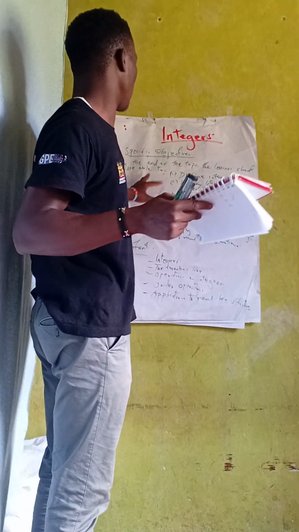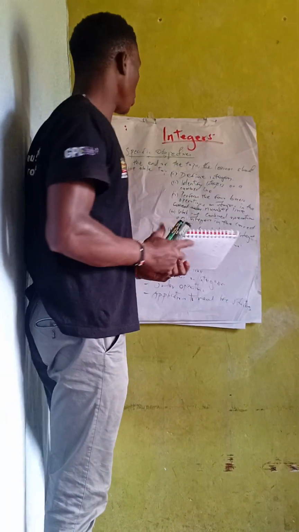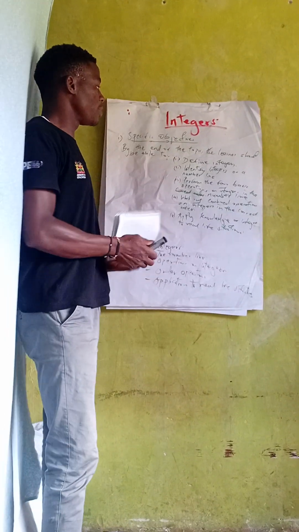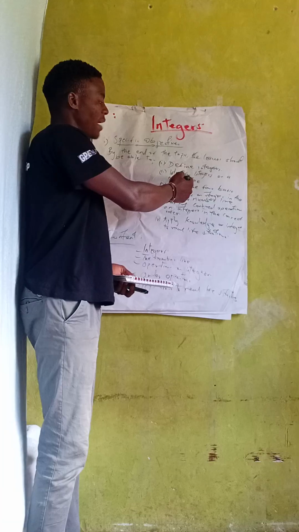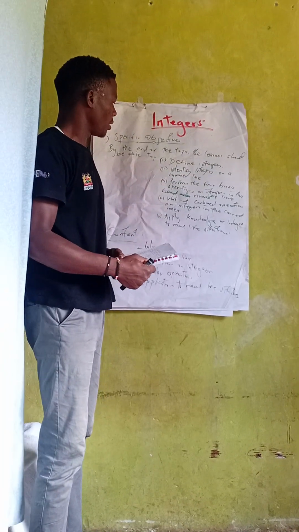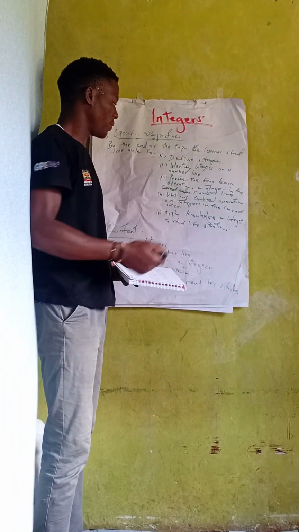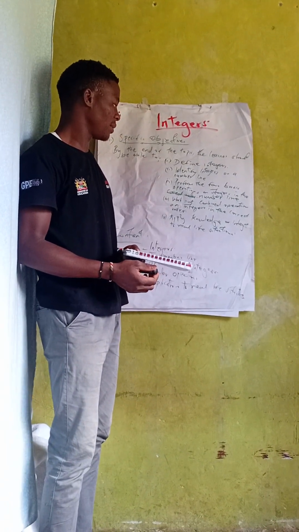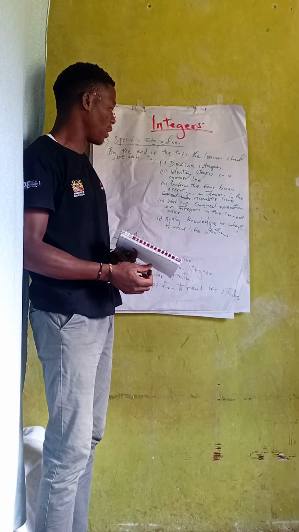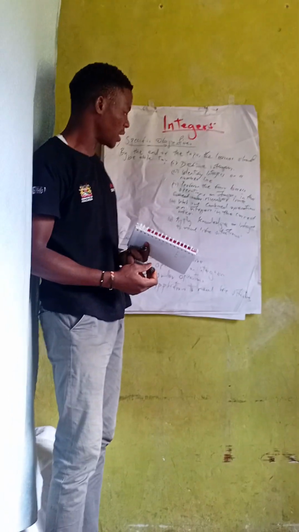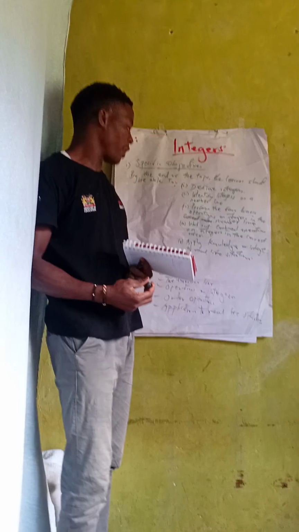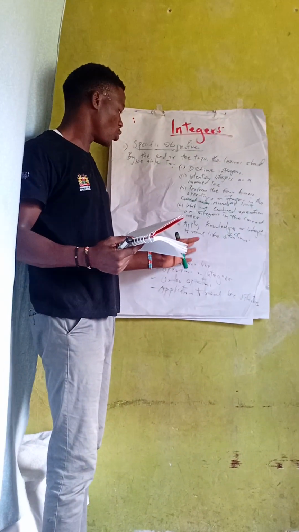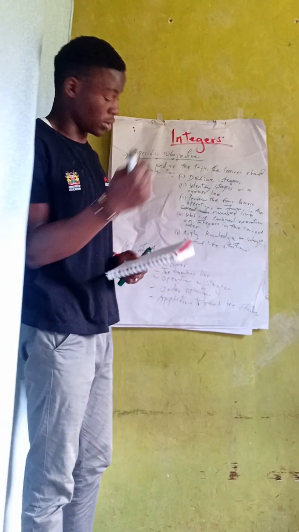At the end of the topic, as a learner, you should be able to define integers. You should be able to identify integers on a number line. You should be able to perform the 4 basic operations on integers on the number line. You should be able to work out combined operations on integers in the correct order. And you should be able to apply knowledge of integers to real life situations.